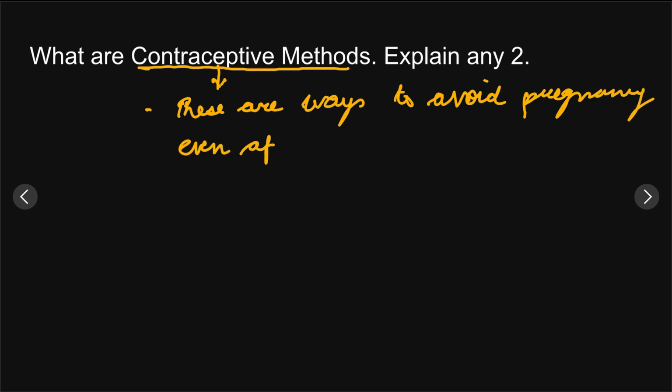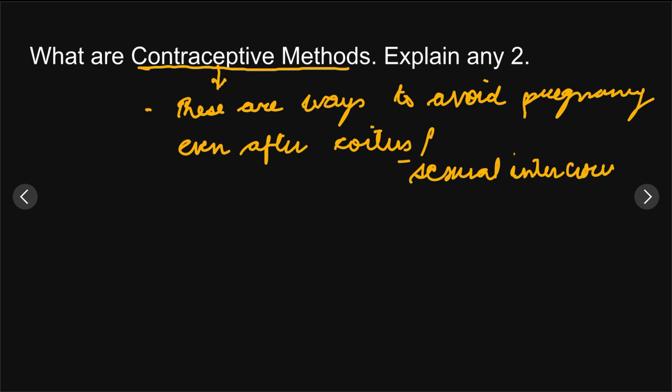even after coitus. Okay, so बेटे coitus के बाद भी, sexual intercourse के बाद भी pregnancy से बचना is called contraceptive methods. So beta, basically there are many methods, let me explain them all. Beta, contraceptive method is a big topic.